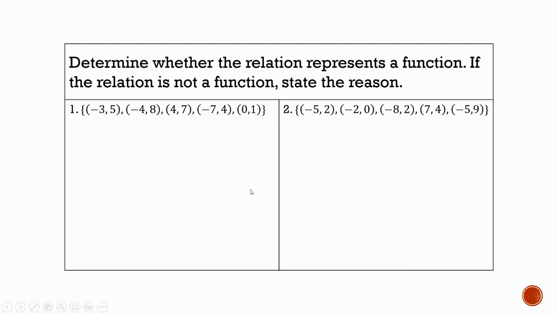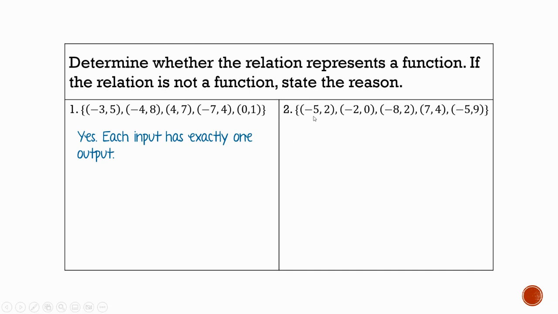So in example 1, we have a relation that's represented as ordered pairs. So let's take a look at each input. The first one is -3. It's paired with an output of 5. And then we've got -4 paired with an output of 8, 4 paired with 7, -7 paired with 4, 0 paired with 1. So on all of those input values, we only see them paired with exactly one output. So yes, that relation is a function because each input has exactly one output.